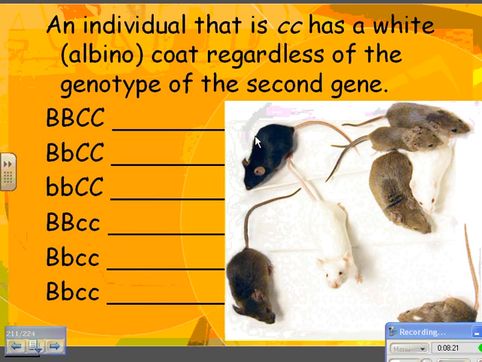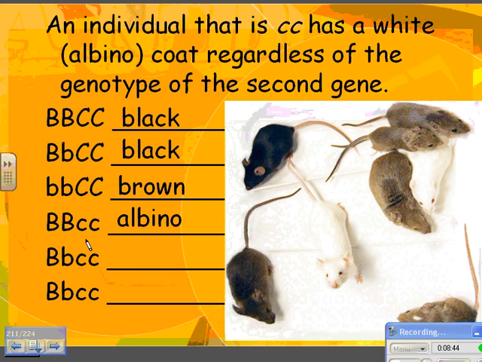An individual that is little c has white fur, so they're albino, regardless of the genotype of the second gene. So these three, it doesn't really matter what their B's are. These are all albino. This one is going to be brown, like that. And these are both going to be black. So black, black, brown, and all the others. Doesn't matter what this is, because the C is more important. These are all albino, white.